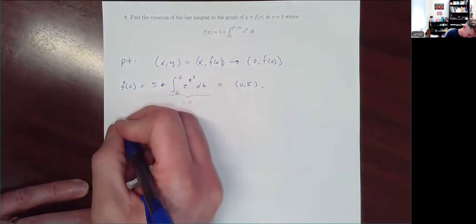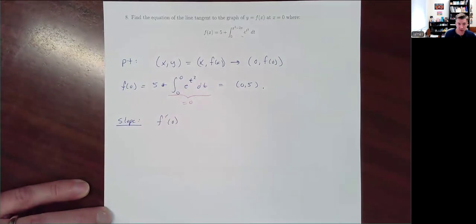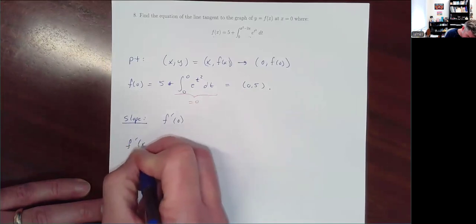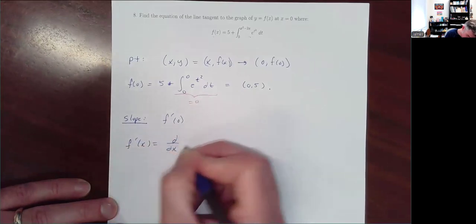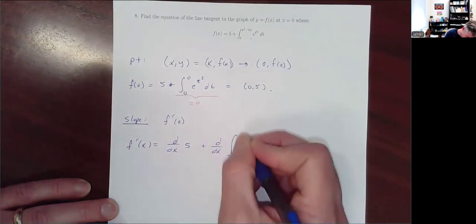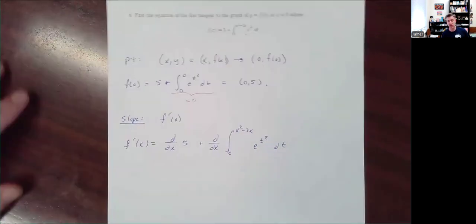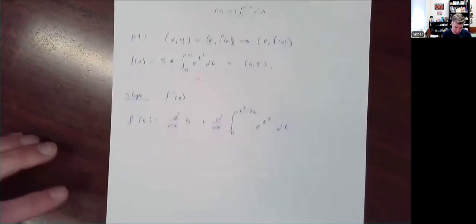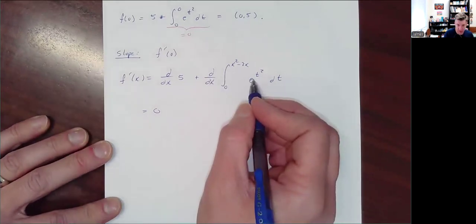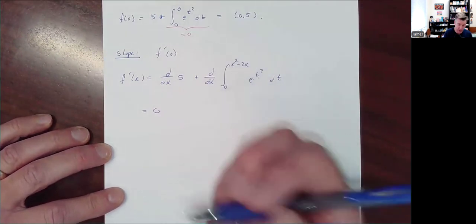So then we're going to find the slope, which is the derivative, f prime of 0. So first we're going to find f prime of x. So f prime of x is equal to the derivative of 5, which is 0, plus the derivative of the integral from 0 to x squared minus 2x of e to the t squared. The whole point of this question is to make you use the first part of the fundamental theorem of calculus. The derivative of the integral of a function is that function with this plugged in, and then since it's more complicated than just x, we have to multiply by the derivative of this stuff.